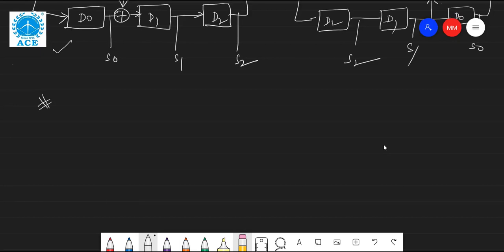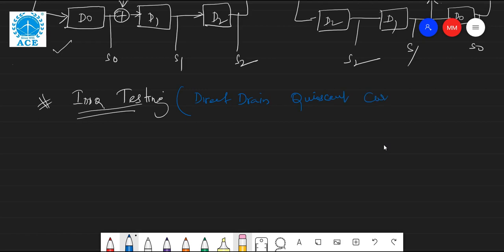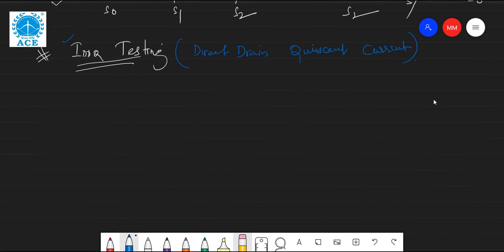See, IDDQ testing. So what do you mean by IDDQ? IDDQ is nothing but direct drain quiescent current. So this is the full form of IDDQ. Let us see how this test will be done.